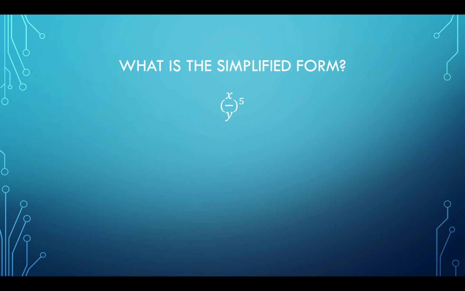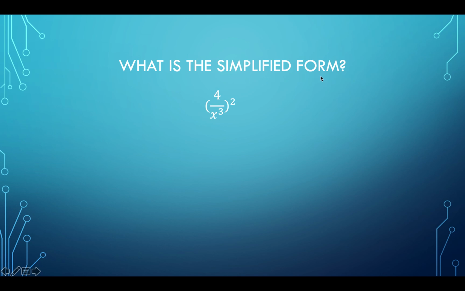What's the simplified form of this? In parentheses, x over y, all to the fifth power. So we go ahead and distribute the fifth power to the numerator and the fifth power to the denominator. So we're left with x to the fifth over y to the fifth. Final answer, we can't do anything else with it because we can't subtract the 5 minus 5, because one's an x and one's a y.